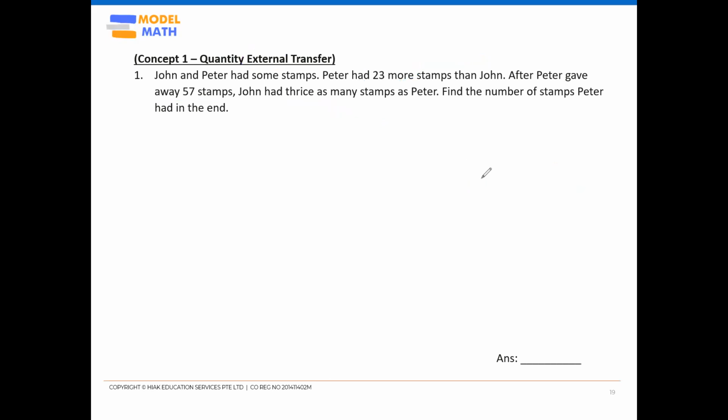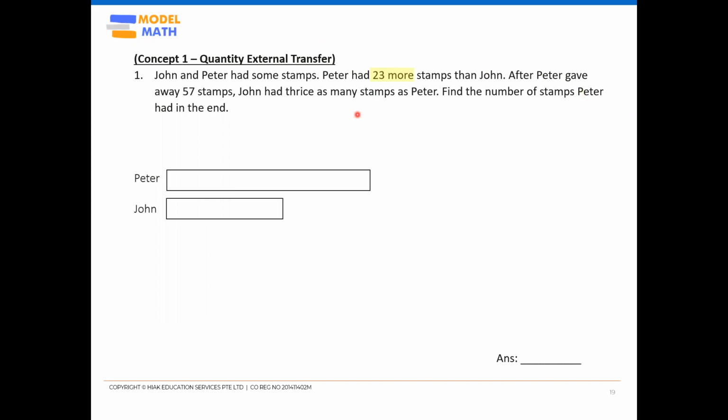So I'm teaching you how to identify under which type of question, which method would work better. For this, we use the model method because we have no idea how many stamps individually they each have. And also it's an external transfer, not an internal transfer. So let's start off with drawing Peter has 23 more than John. Okay, so we'll work on that.